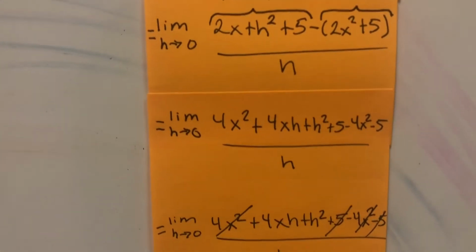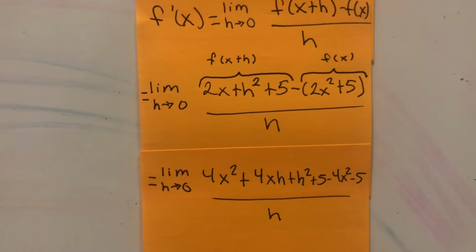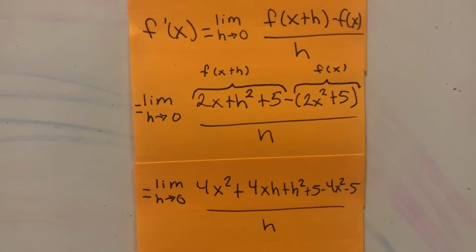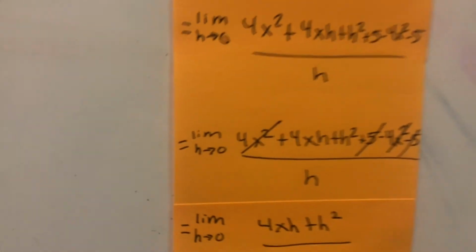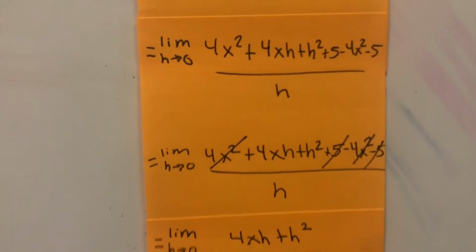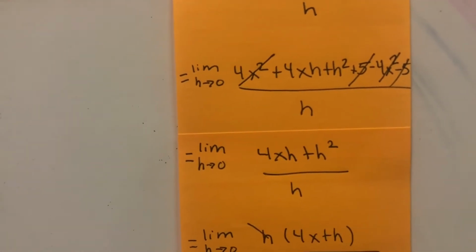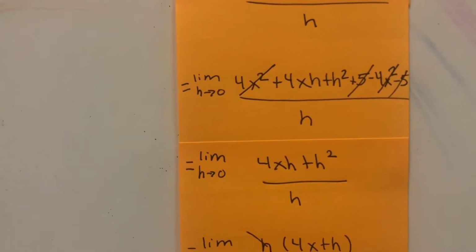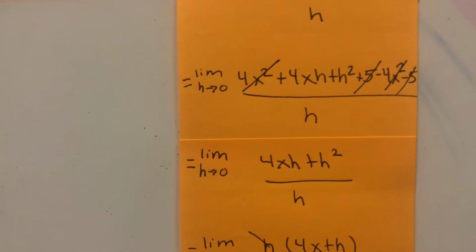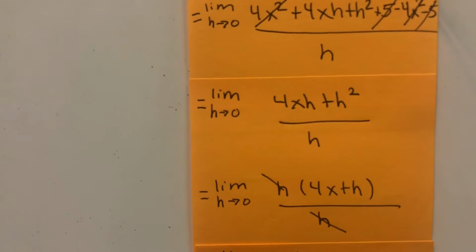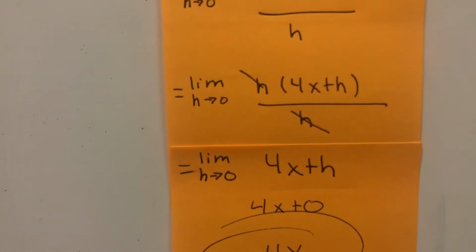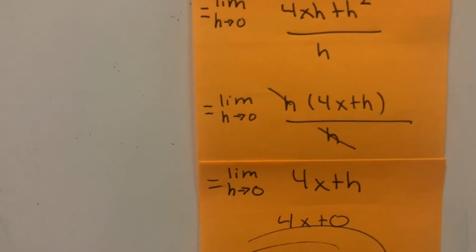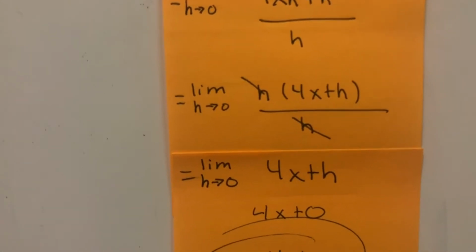Again, carrying your limit with you. We're going to go ahead and distribute in those terms. We can do a little bit of cancellation here to simplify, and that leaves us with 4xh plus h squared over h. To simplify this further, we can go ahead and pull out an h, which cancels out, and that gives us, pulling down our limit still, 4x plus h.